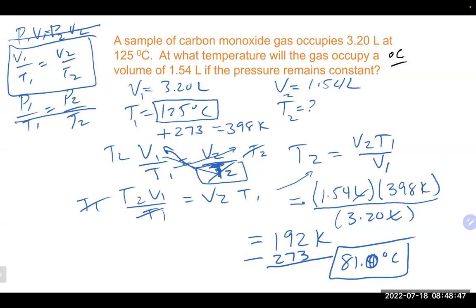Any questions? It's actually negative 81.0 degrees Celsius. We could check to make sure this makes sense. Here we do see that our volume goes down, so we should see our temperature go down in this case. And obviously it started at 125 and ended at negative 81 degrees Celsius, so definitely it did go down. Even the Kelvin temperature went down from 398 to 192 in this case. Any questions on that there?